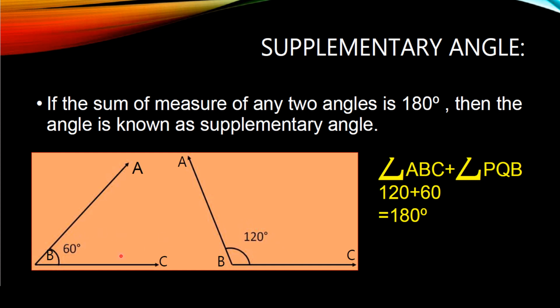What is the sum of these two angles? 60 degrees plus 120 degrees. What will you get here? 180 degrees. Understood this point, my children? The concept of supplementary angle.